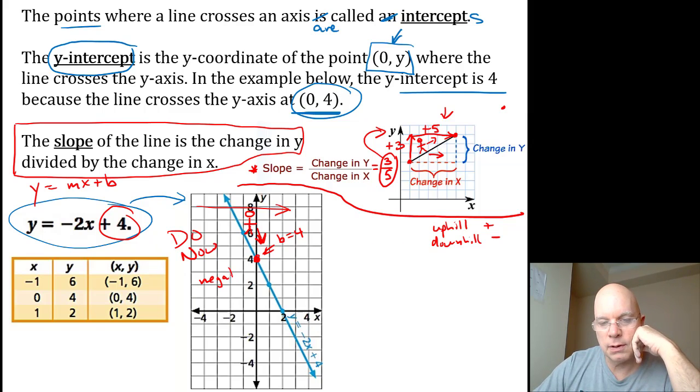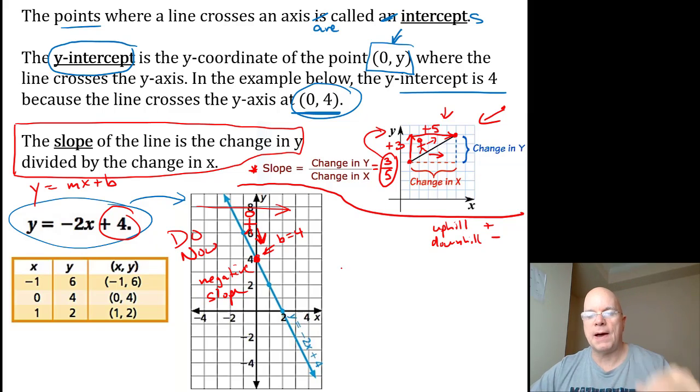Negative slope for this one. Positive slope for this other one because we're going uphill on that one.